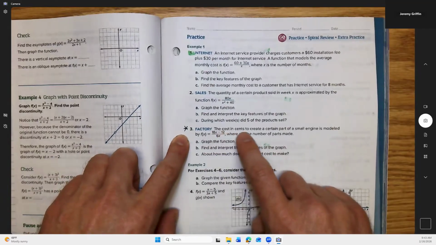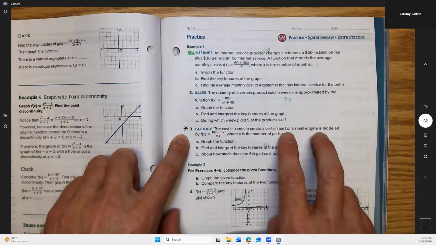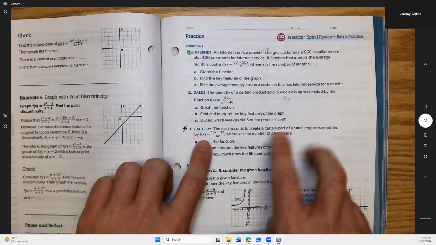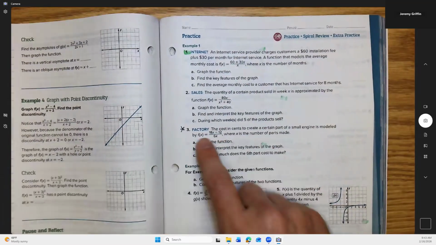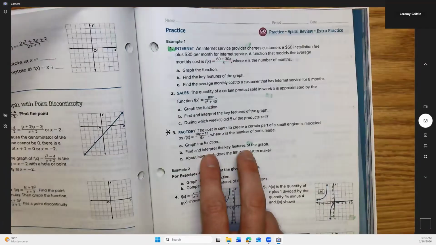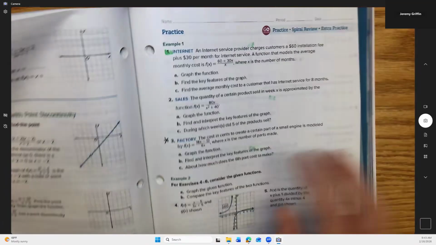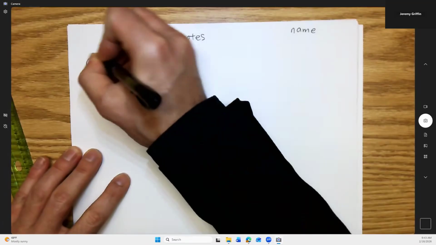Number 2, let's start with the word puzzle. The cost to create a certain part of a small engine is modeled by this expression right here, where x is the number of parts made. So we've got a factory example. It says graph the function, find and interpret key features of the graph.